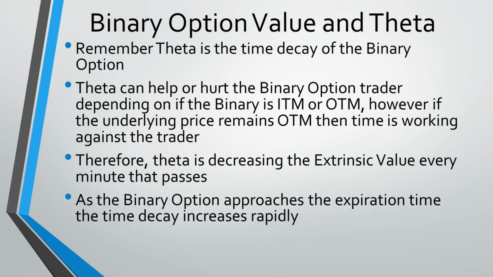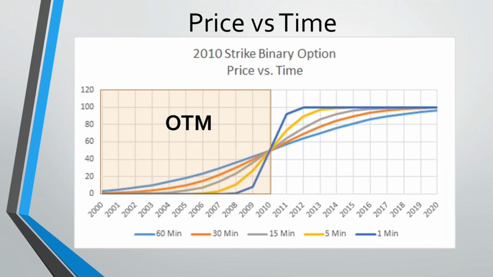Another thing you'll want to take away. If there's 2 hours or 1 hour until expiration, you still have time decay, but it's not as rapid. You're not going to notice it as much as with 5 minutes or 10 minutes to expiration.